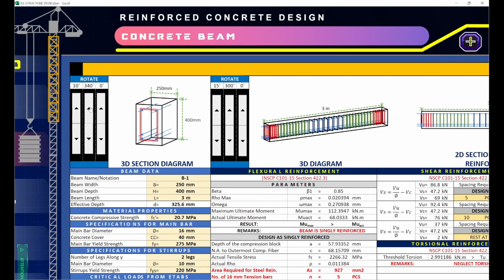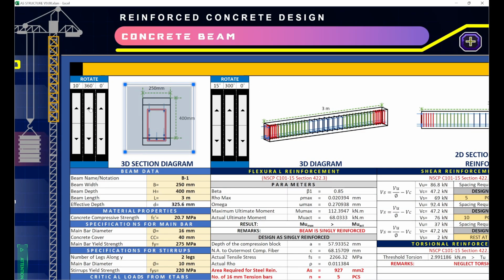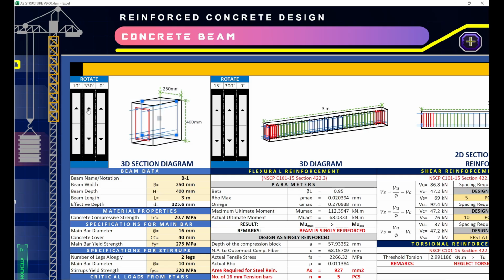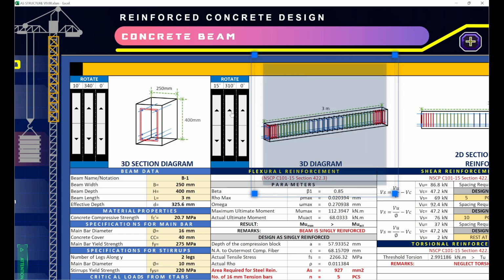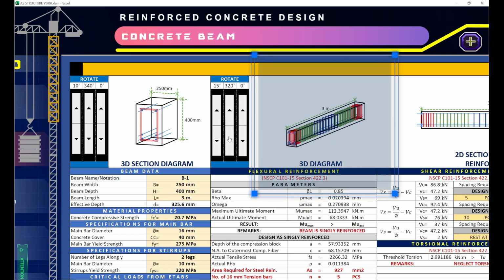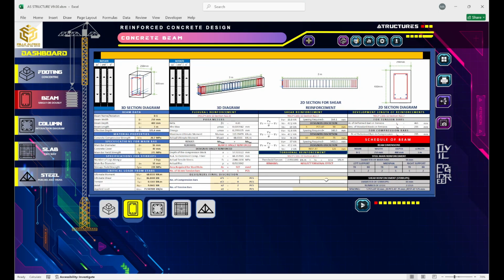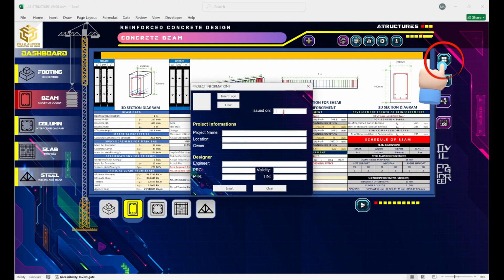One of the features of this program is that it allows you to rotate the drawing model, giving you a better view and control over the design from different angles. This makes it easier to visualize and adjust your beam design to meet the required specifications. Another feature of the program is that it allows you to see a print preview.